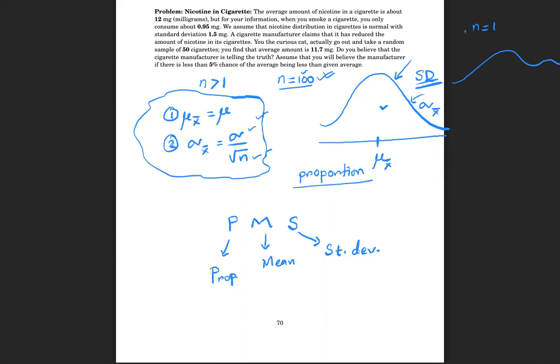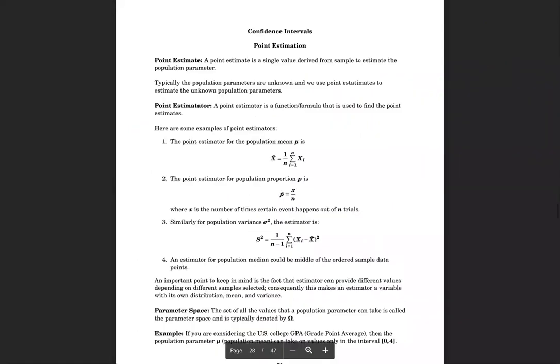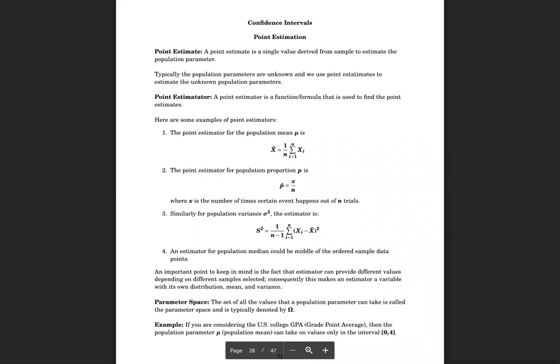Now, let me go ahead and continue with this. Before I move on, any question, anybody? No. Okay. In that case, let's move on to the confidence interval.